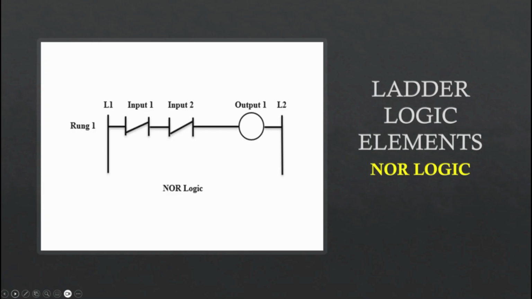This is what is called NOR logic. So we have input 1, which is normally closed, and input 2, which is normally closed, and output 1. So when this circuit is energized, once again, immediately the light's going to come on. But if I actuate input 1 or input 2, that's going to break the circuit and turn the light off.